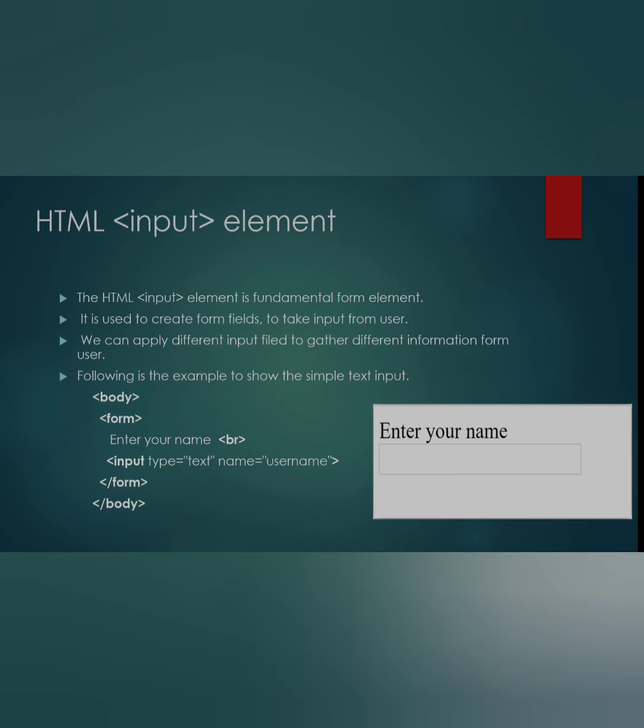Next, we are going to see about the input element in a form. The input element is a fundamental form element. It is used to create form fields to take input from the user. We can apply different input fields to gather different information from the user. Following is the example to show the simple text input. Body, form, enter your name, BR, input type equal to text, name equal to username.